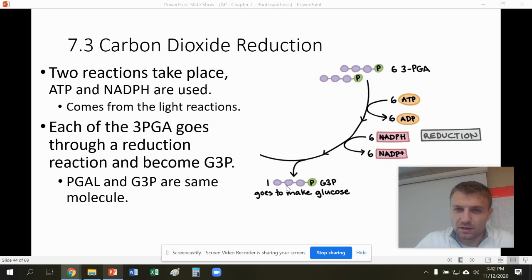And how many carbons are made of glucose? Yeah, you need 6 carbons to make glucose. In this case right here, we're going to need 2 G3Ps. So this whole cycle is going to have to turn twice for us to make 1 glucose molecule. If you do see something called PGAL when we're making diagrams and you're reading through this and trying to memorize this, PGAL and G3P are the same molecule.